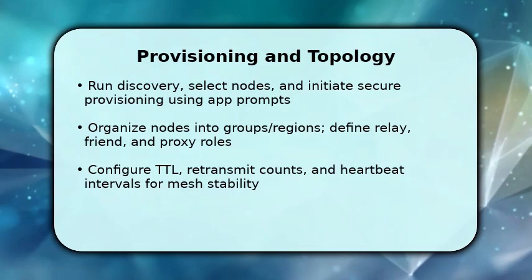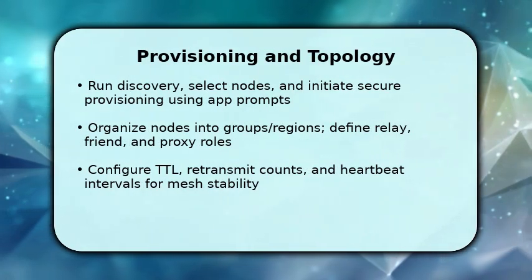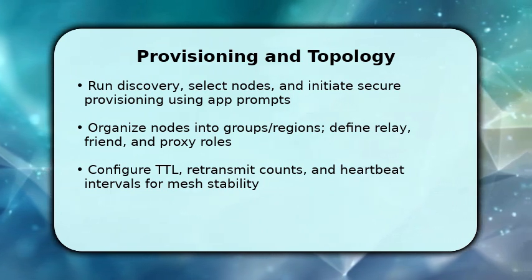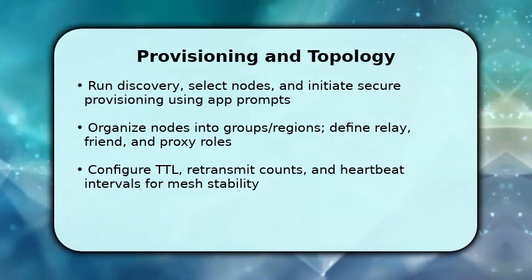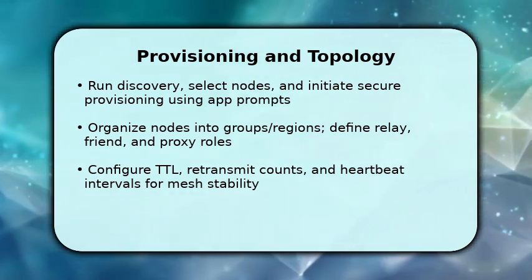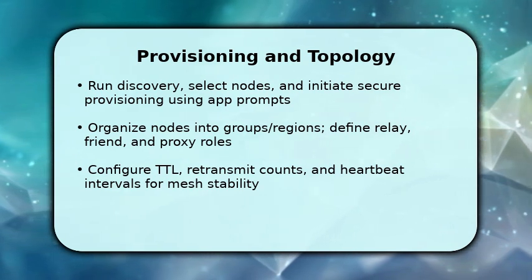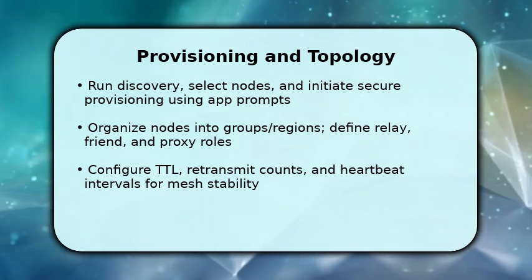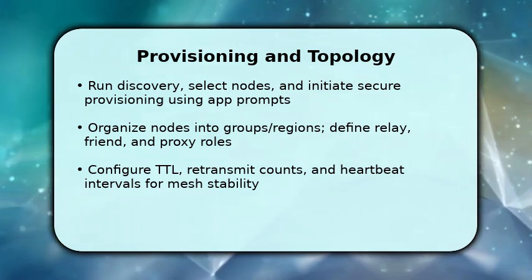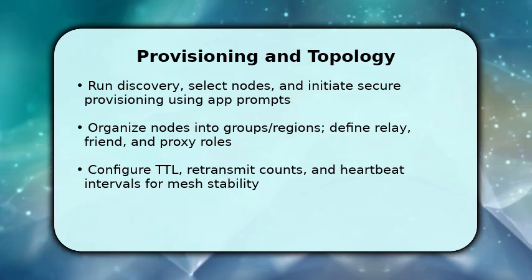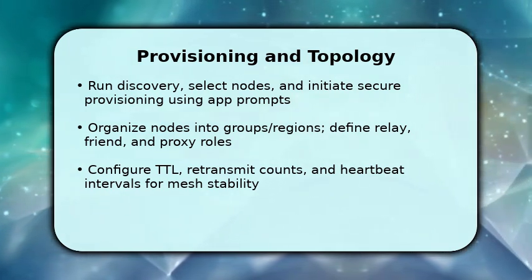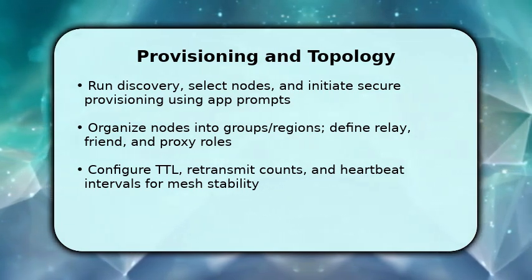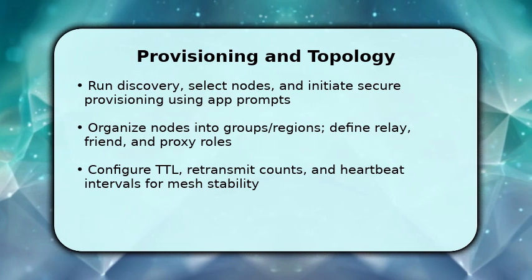You now provision devices and shape the network topology. Start discovery in the app, select a node and follow secure provisioning prompts. You'll input keys or accept QR codes. Once nodes are on the mesh, assign roles like relay, friend, or proxy based on location and battery constraints so traffic routes efficiently. Then tweak parameters such as TTL, retransmit counts, and heartbeat intervals to balance responsiveness and power use. Make sure to document group ID and keys so you can scale without confusion.